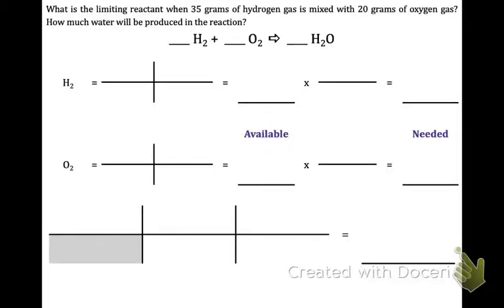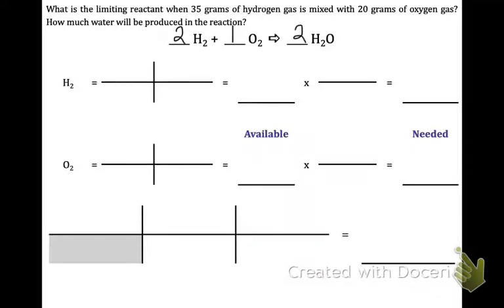What is the limiting reactant when 35 grams of hydrogen gas is mixed with 20 grams of oxygen gas? How much water will be produced in the reaction? So the first thing I'll do is go ahead and balance that equation. I get a 2, 1, and a 2 for my coefficients.